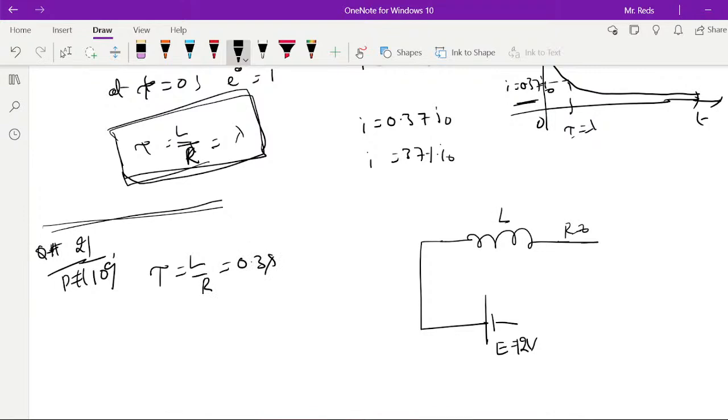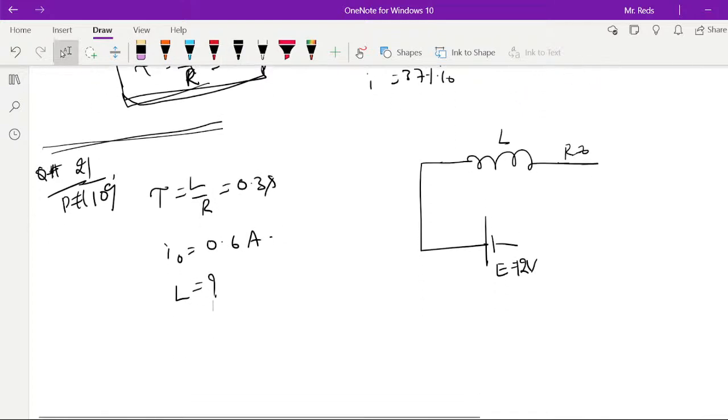So here, let us say the inductance of this inductor is L, and the steady state current I0 is 0.6 ampere. What is the inductance of the solenoid? How to get it? We know L is given by the time constant. Can you make use of this concept? If you take this as a closed circuit, usually there will be a resistor here, but there is no resistor because its internal resistance is considered to be 0.